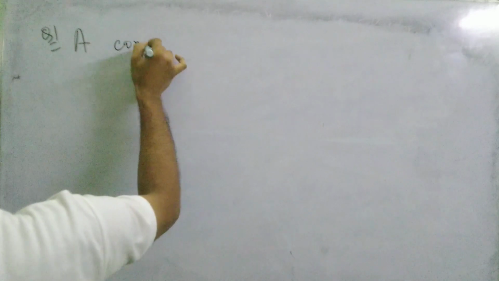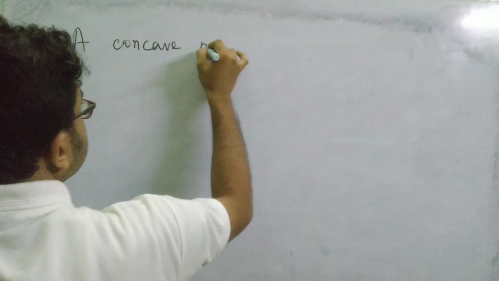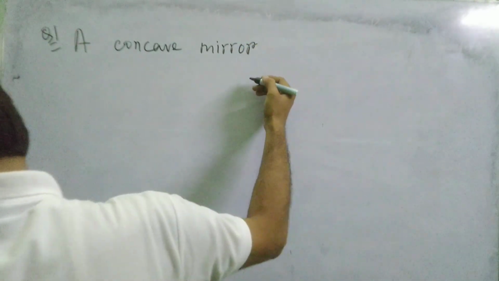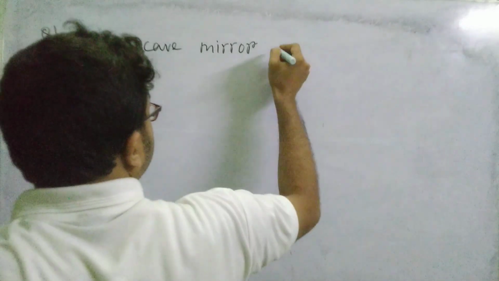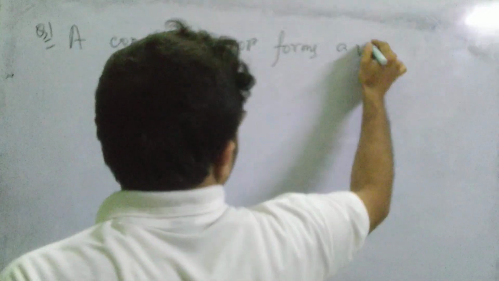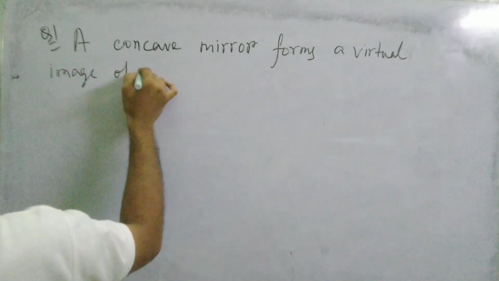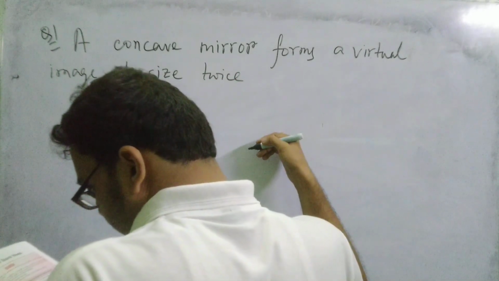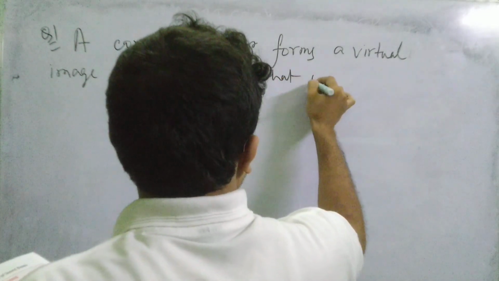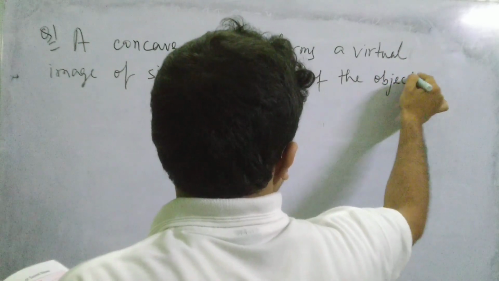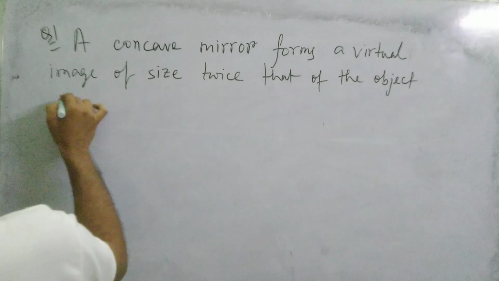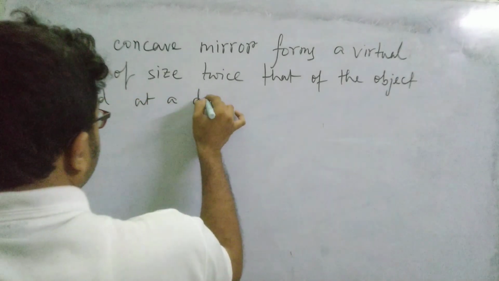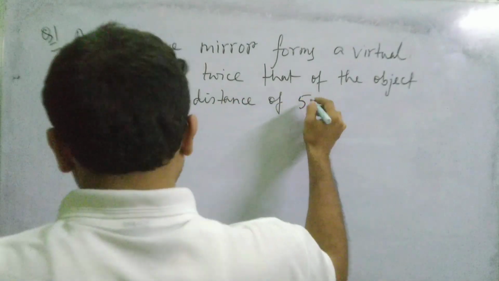A concave mirror forms a virtual image of size twice that of the object, placed at a distance of 5 centimeter from it.